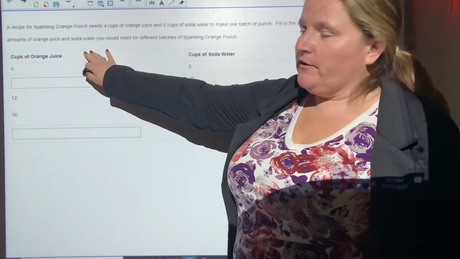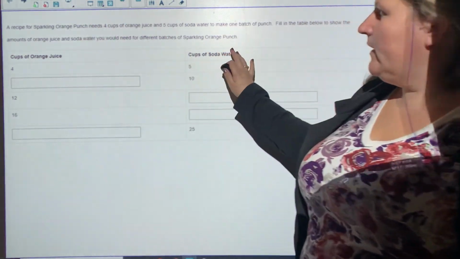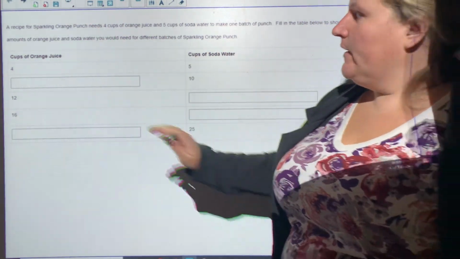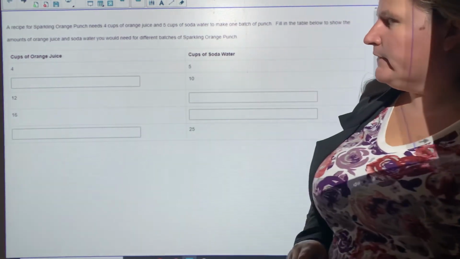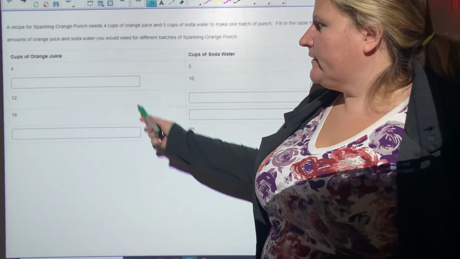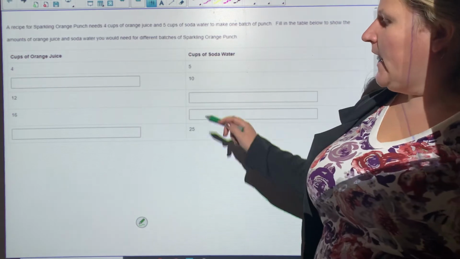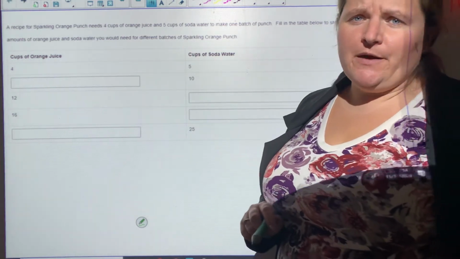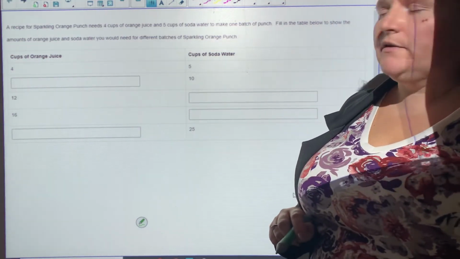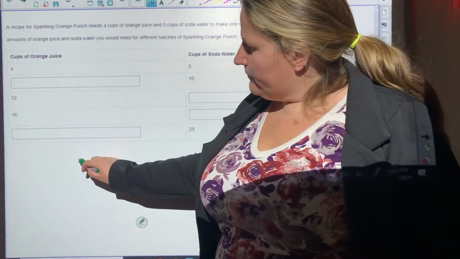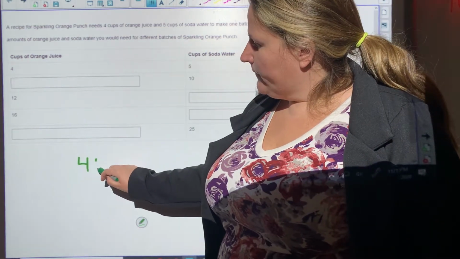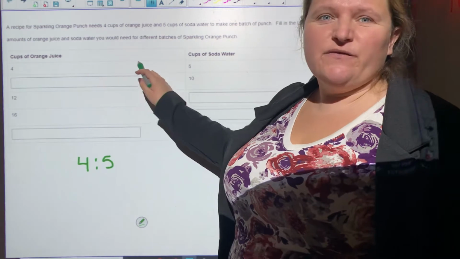So in my chart, we've got our orange juice on the left and our cups of soda water on the right. And we put in the 4 and the 5. So you have some blanks here that you're going to work on filling in. And you're probably going to want to have some scrap paper so you can try to do some math. So my first ratio is 4 to 5. That's what's in this first column.